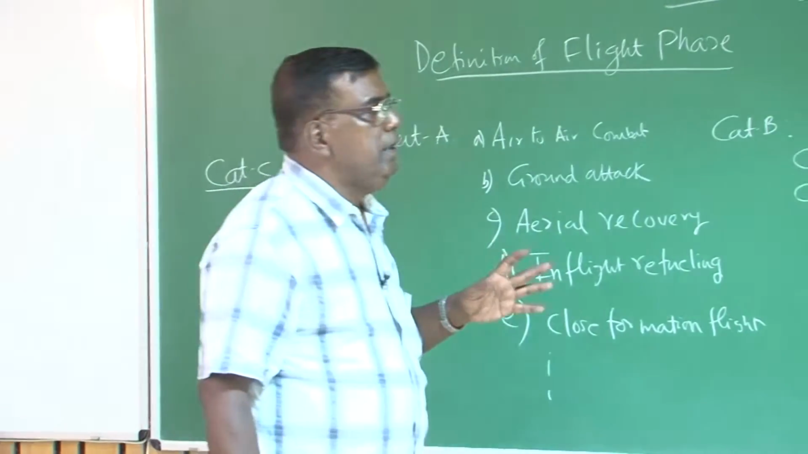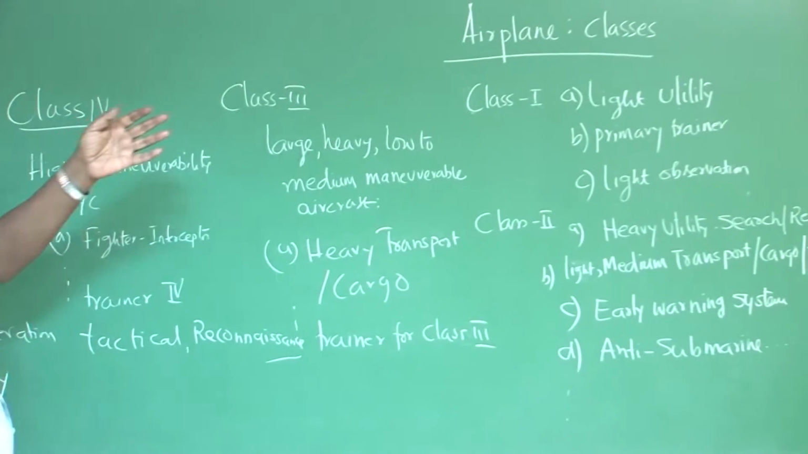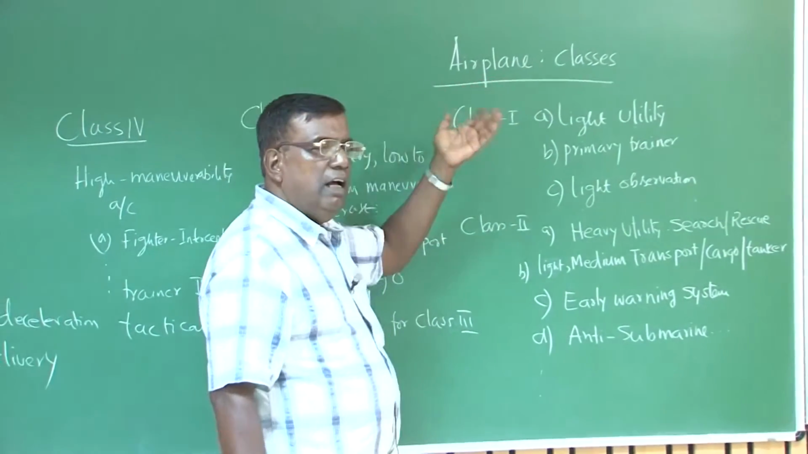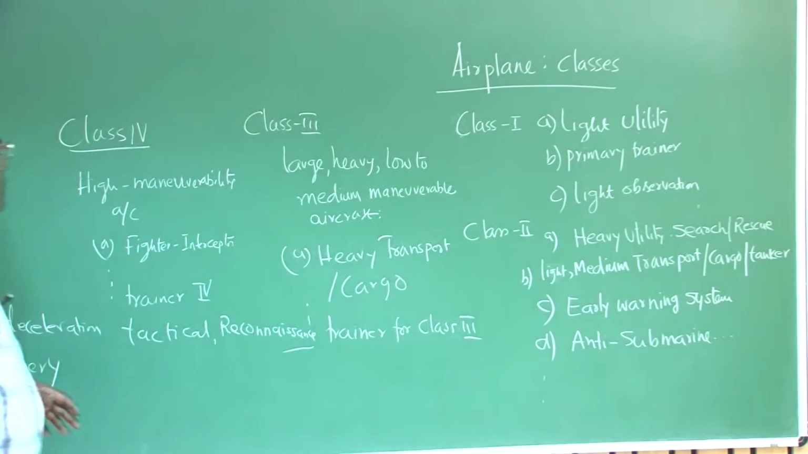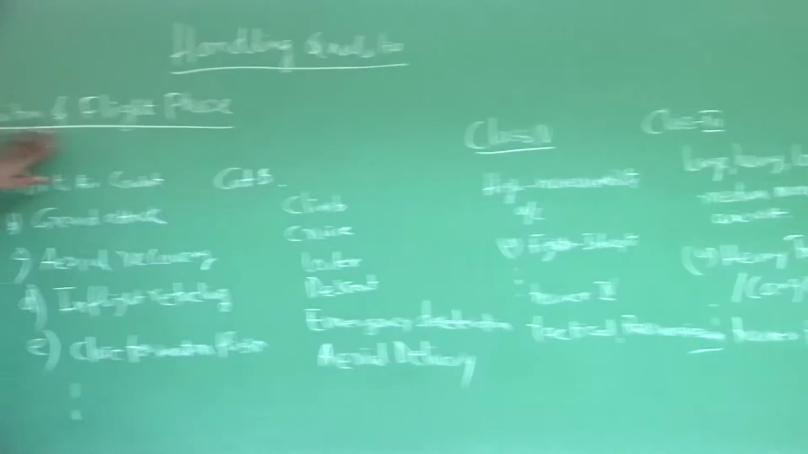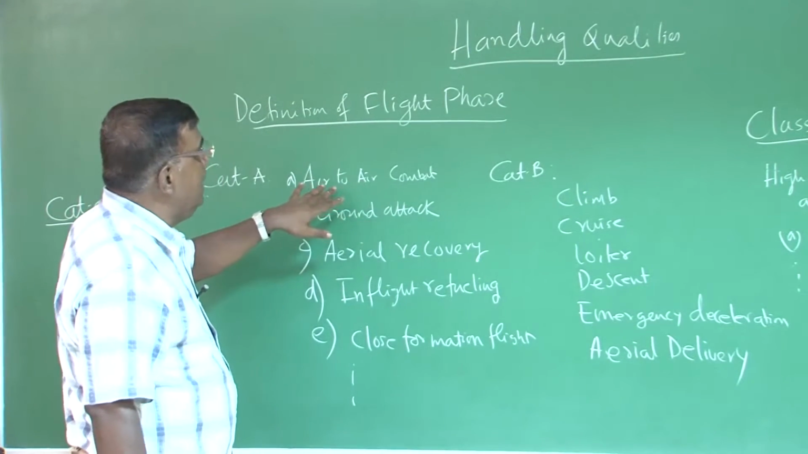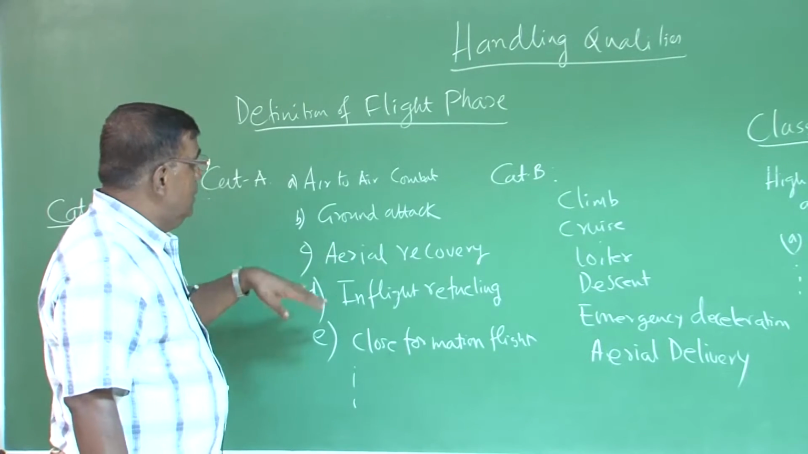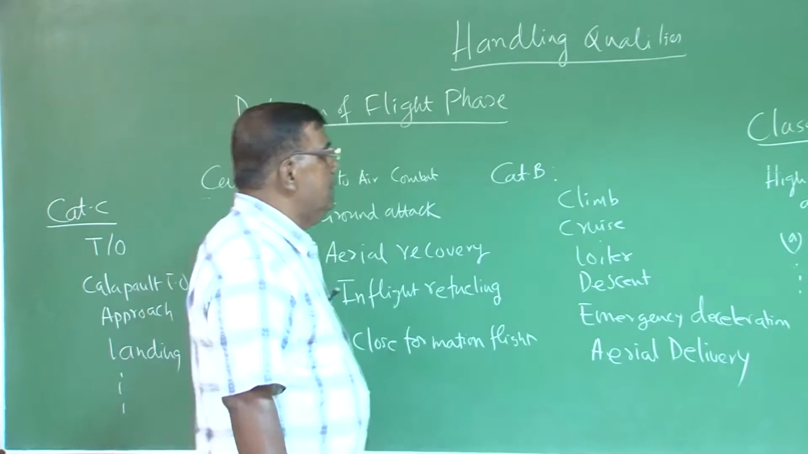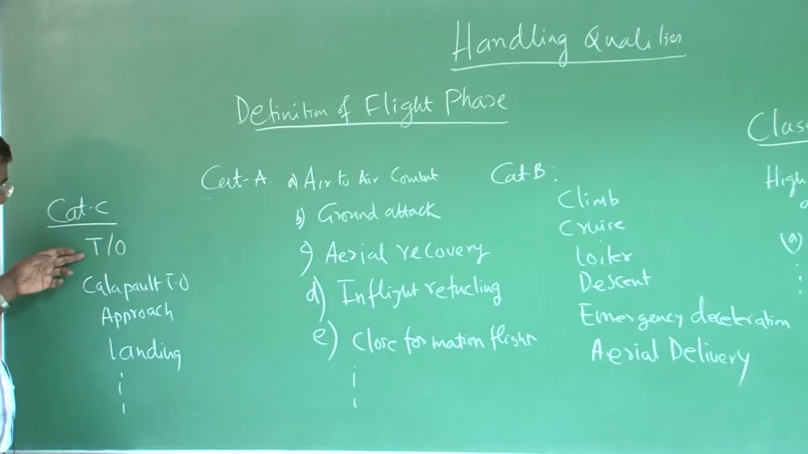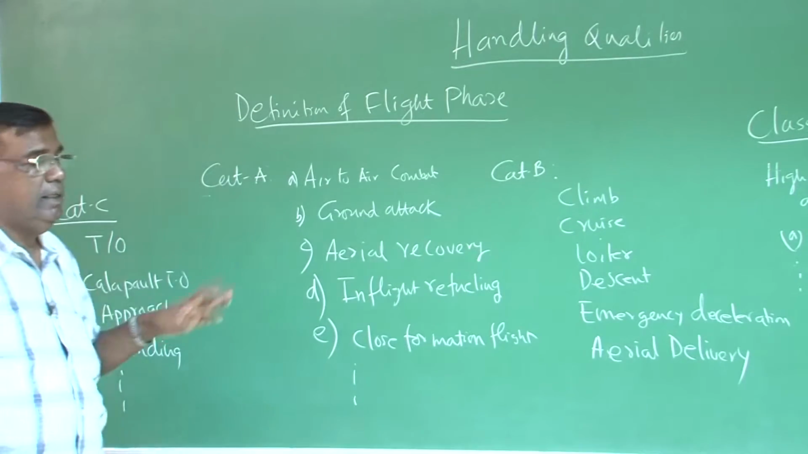So what we have seen, how it has been handled, how the guidelines have been structured. First, we look for the airplane classes, which class the airplane belongs to, looking at these attributes. If it is in class 1 or class 2, then we check the flight phases, whether it belongs to category A, that is the air-to-air combat airplane, or the air-to-air combat flight phase we are talking about. Similarly, if I want to go for category B, I need to look for cruise, climb, loiter, all these flight phases. And category C, the takeoff, catapult takeoff, approach, landing, etc. These are the flight phases under each category.